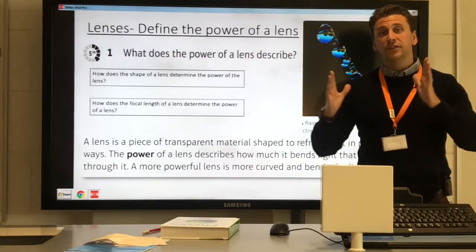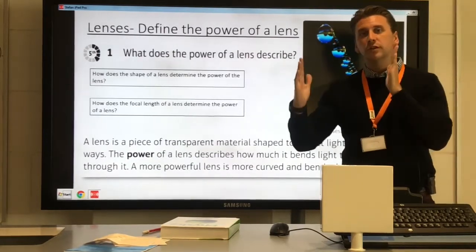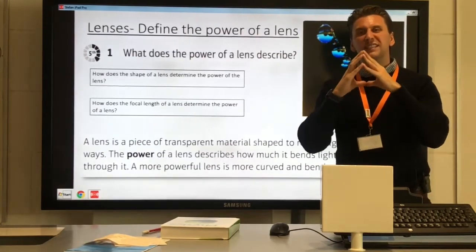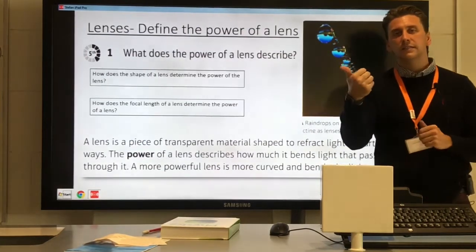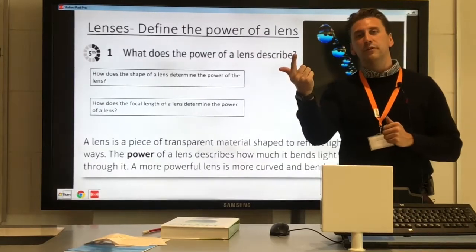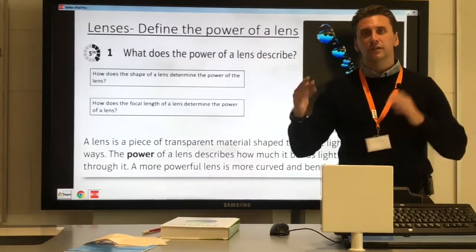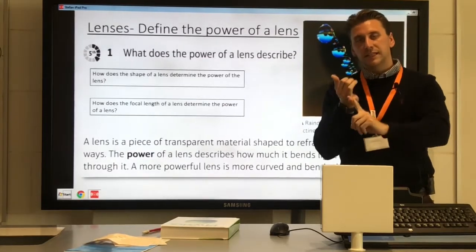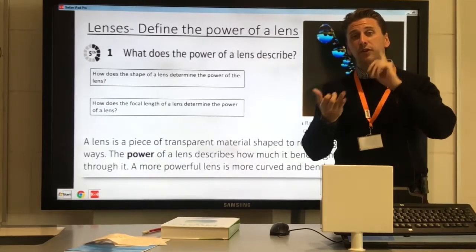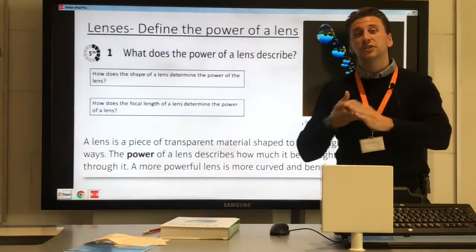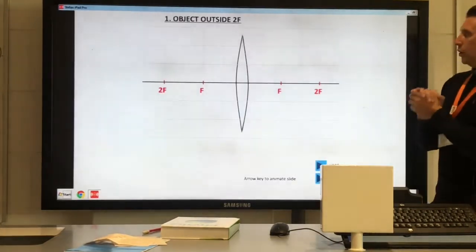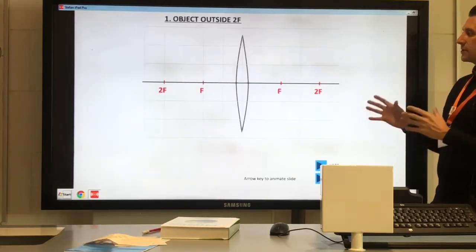The more refraction and therefore the more powerful, the shorter the focal length, and a lens specifically is more powerful if it's thicker. Okay, so the thicker the lens, the more powerful, the more refraction, and the more refraction, the shorter the focal length. Complete opposite, the thinner the lens, the less powerful, the less refraction, the longer the focal length. Okay? We're going to move on to the very last diagrams that we can draw.